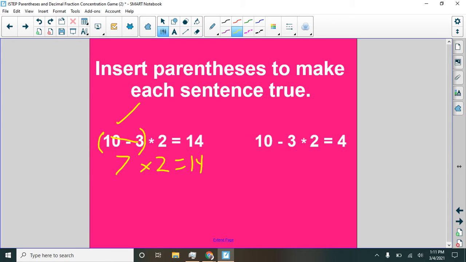We keep that there. And the same sentence is 10 minus 6 equals 4. I remember where that was. It was right here. 3 times 2 equals 6. 10 minus 6 equals 4. Okay? So we're kind of guessing and checking here as we go.